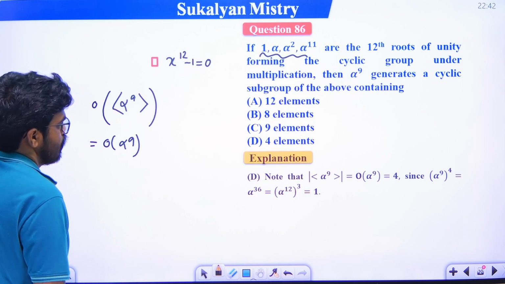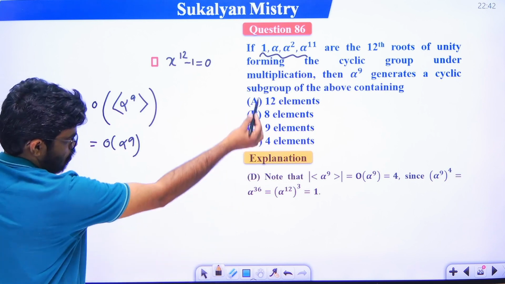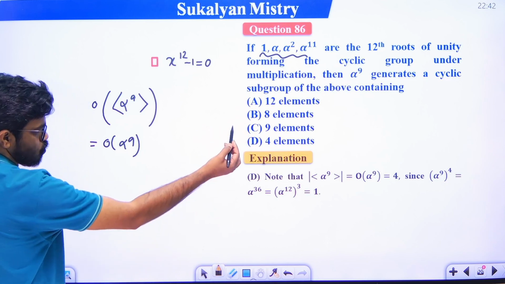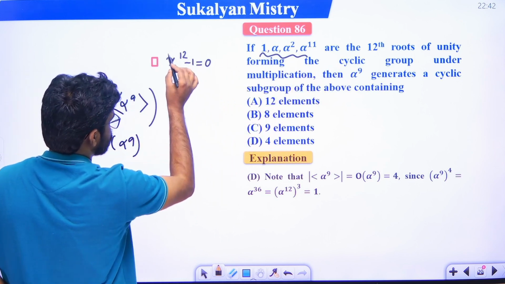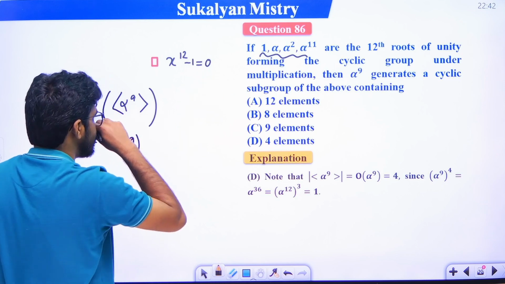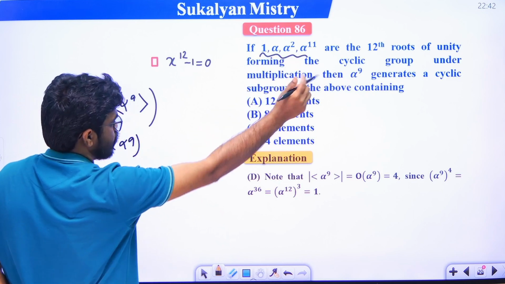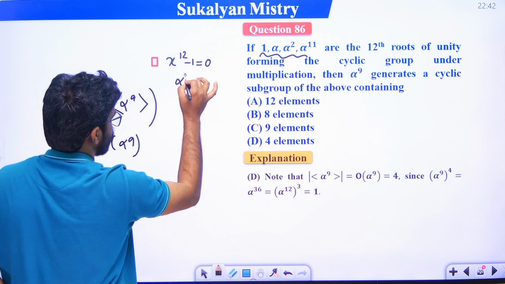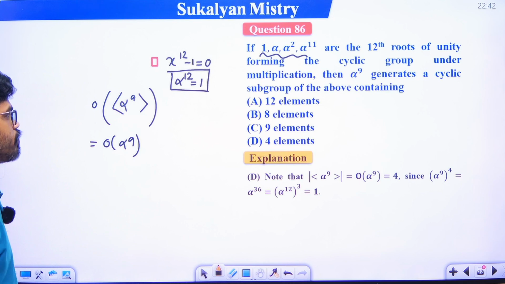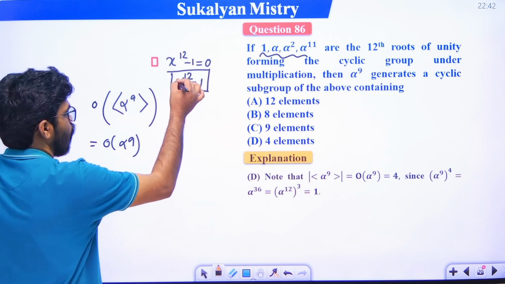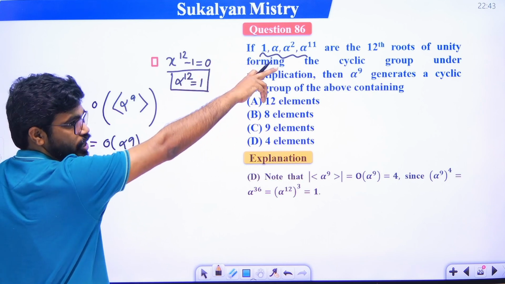First, let's check the options. Consider x to the power 12 minus 1 is equal to 0. That means alpha gives the 12 roots of unity, so alpha to the power 12 is 1. We have to apply this condition. The order of alpha will be 12, because this set contains 12 elements.